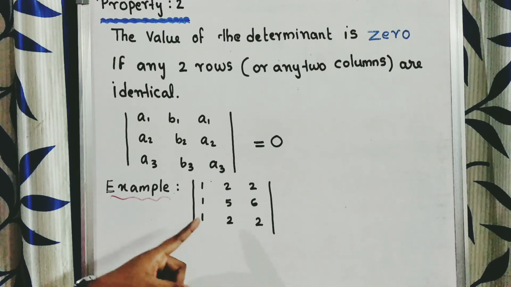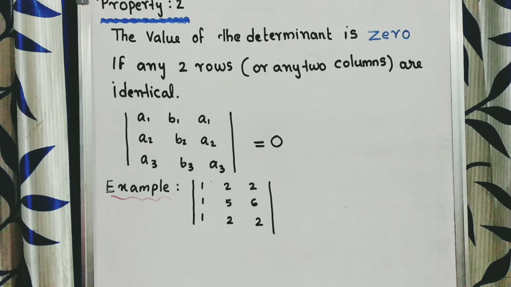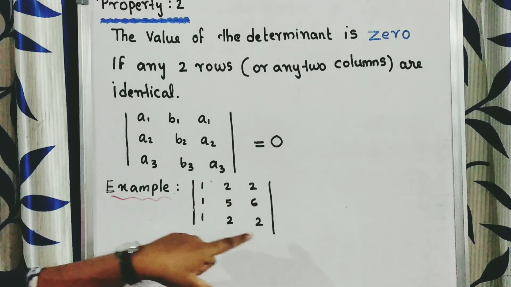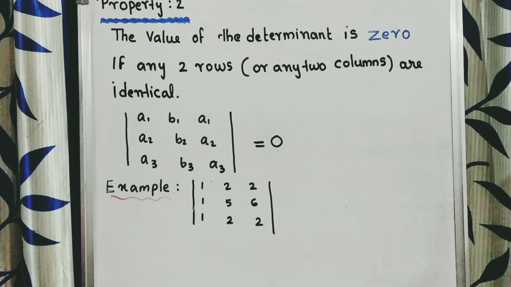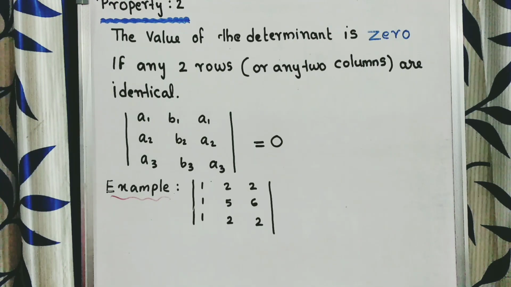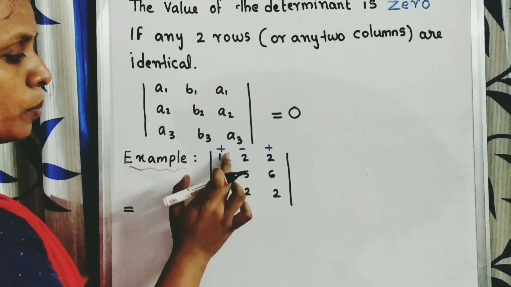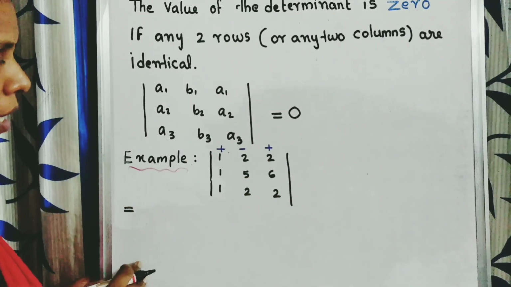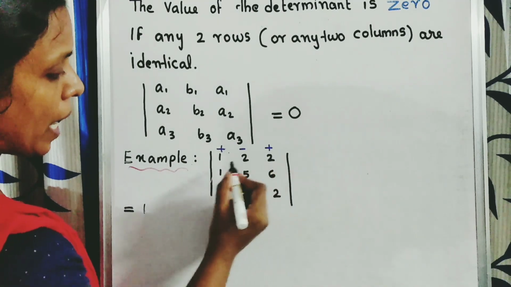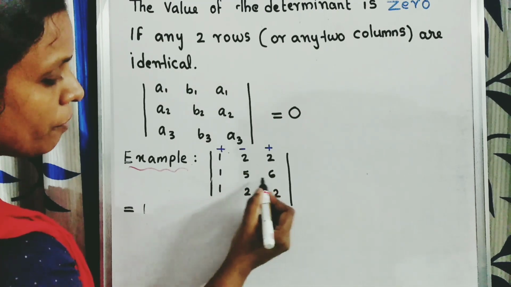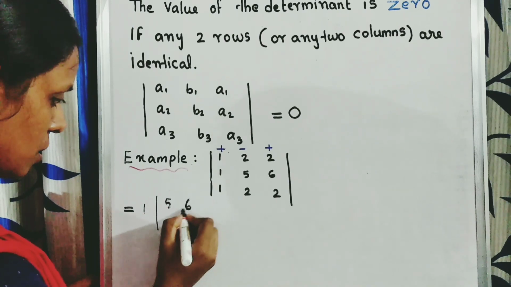Consider the example: determinant 1, 2, 2, 1, 5, 6, 1, 2, 2. Here the first row and third row are identical. We know that by property 2, its value is 0. Can we check it? First we assign positive, negative, positive signs. Then take 1, eliminate the first row and first column. The remaining elements are 5, 6, 2, 2. Putting determinant 5, 6, 2, 2.